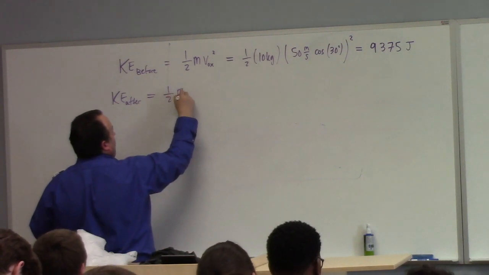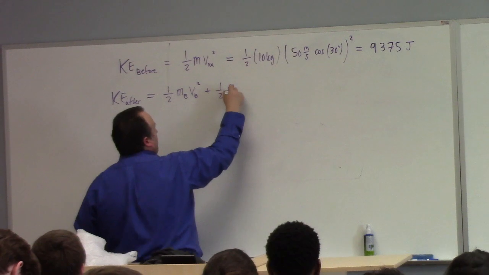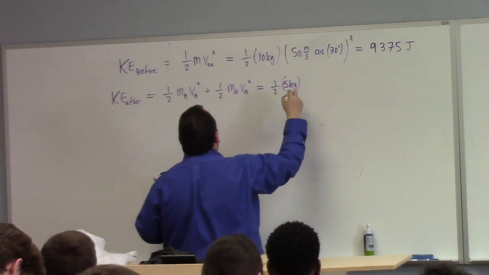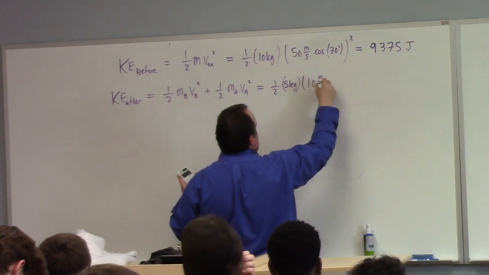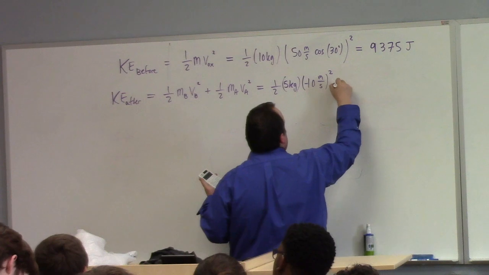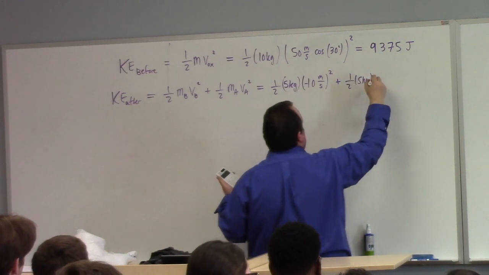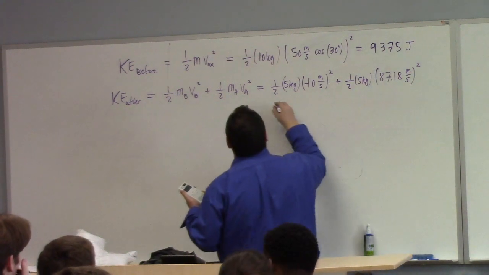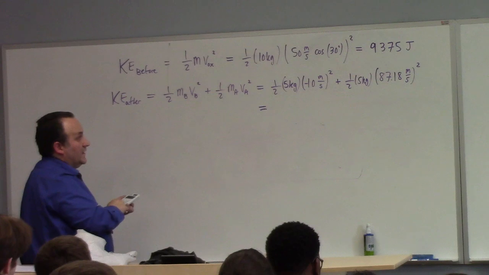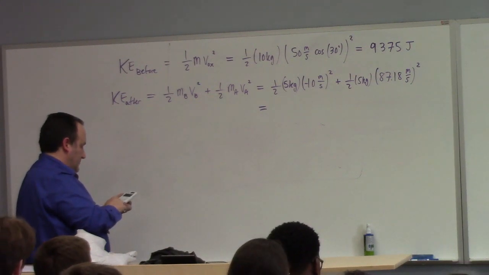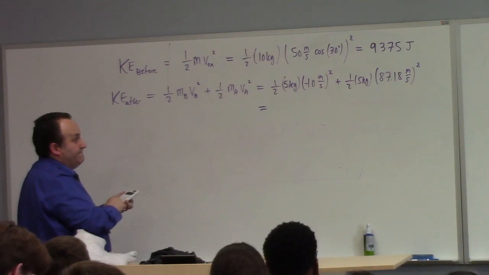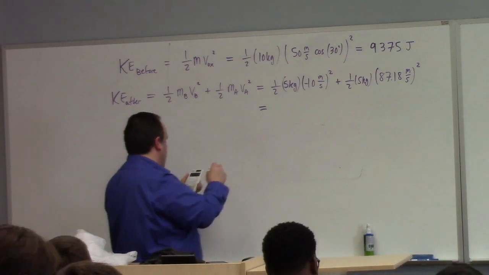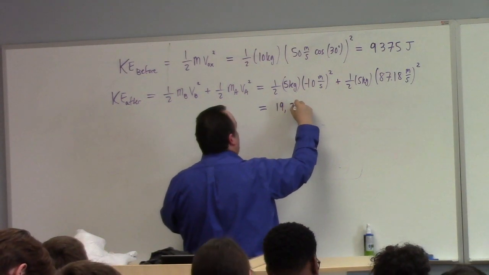What's the kinetic energy after? We have 1/2 m_B v_B squared plus 1/2 m_A v_A squared. We said it was equal mass fragments, right? So 5 kilograms. V_B we said was 10 meters per second, because why not? And 1/2, 5 kilograms, and V_A was 87.18 meters per second. You square that thing. So 2.5 times 100 plus 2.5 times 87.18 squared, and lo and behold, 19,251 joules.